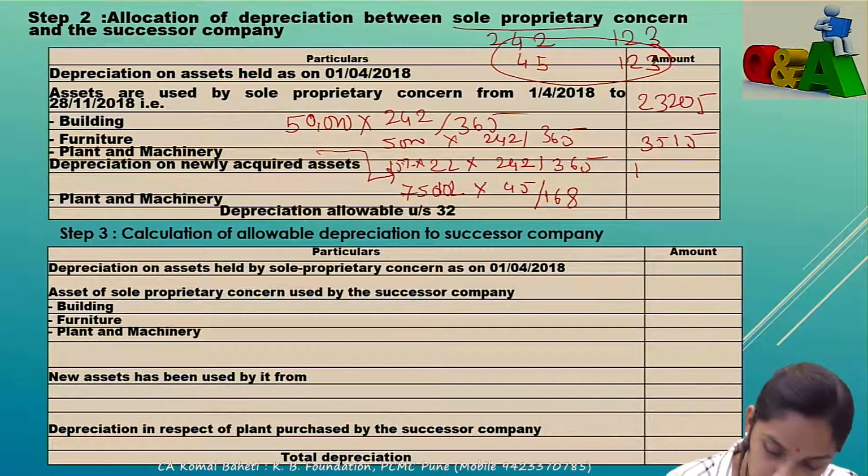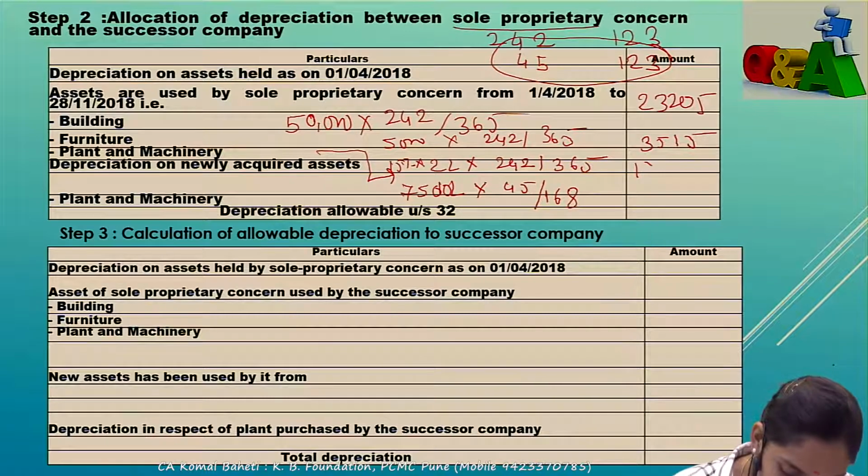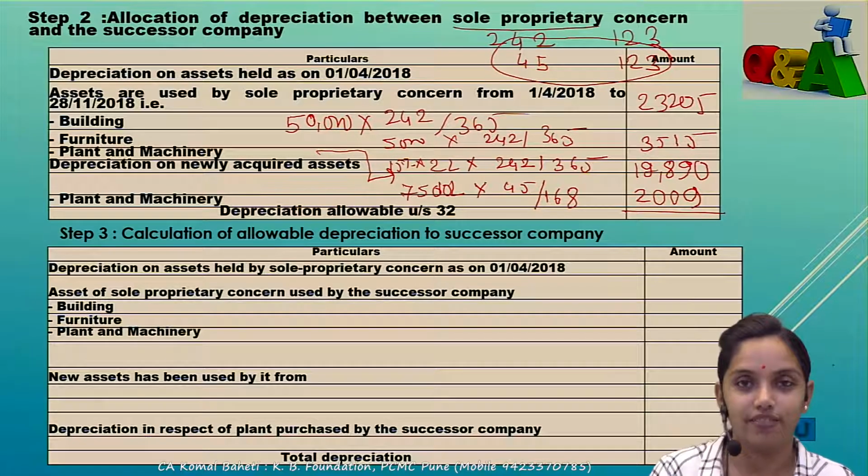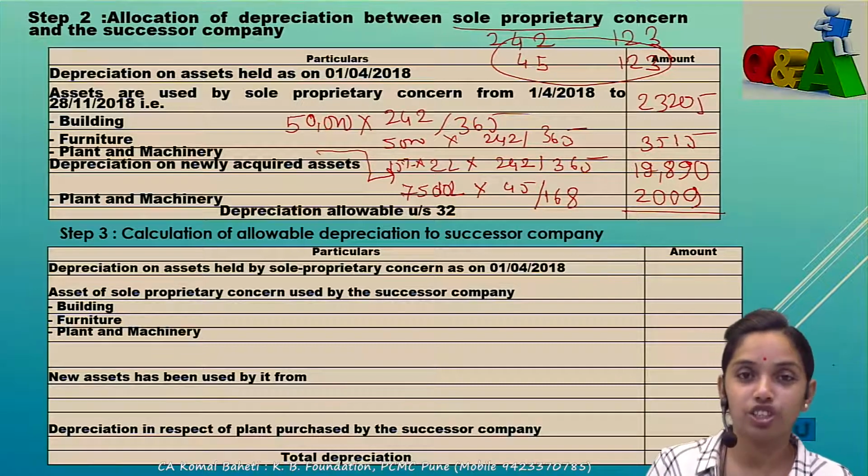Next, the depreciation would be 19,890 and the 7,500 के ऊपर का it is 2009. So this much amount of depreciation would be allowed to the predecessor. Now successor, in the same fashion, instead of 242 will multiply with the 123.